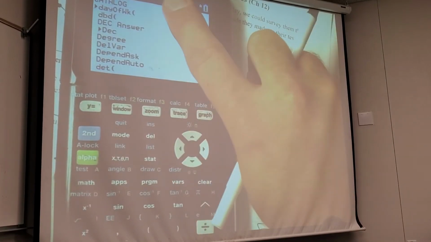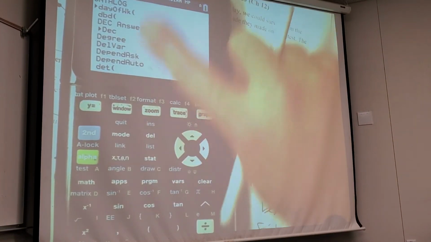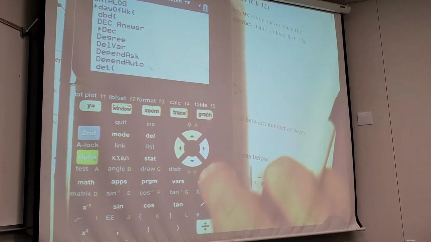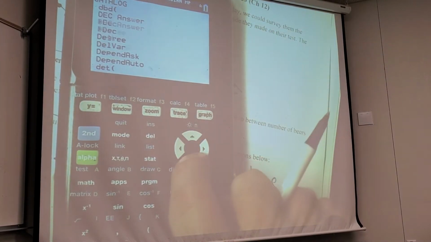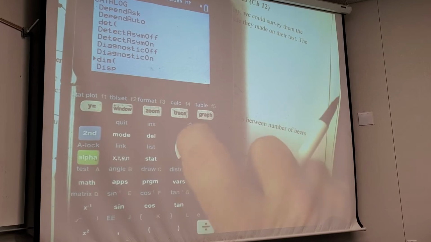It's everybody that needs the R to show up here with me. Yes. So go down to where it says diagnostic. Diagnostic on.